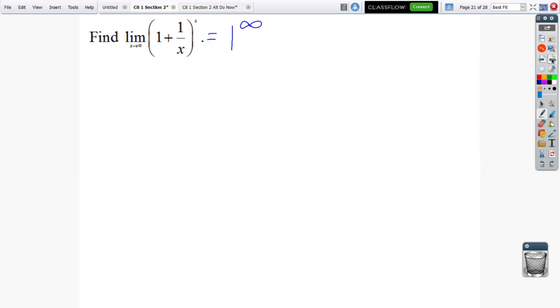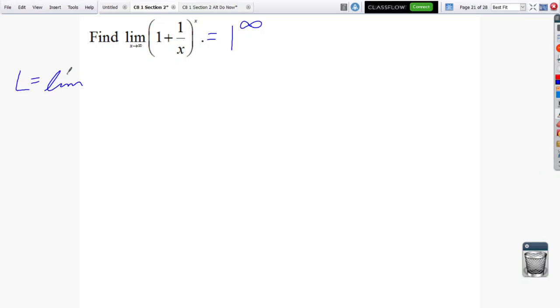So the first thing that we have to do in this problem is start by saying L is equal to the limit as x approaches infinity of the natural log of the original function, 1 plus 1 over x to the xth power. Once we do that, we're not going to directly apply L'Hopital's rule because, again, this ends up just being an indeterminate form that is not fractional.